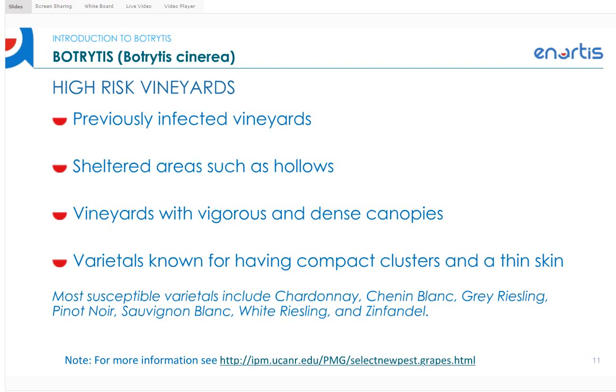There are also varietals known for having compact clusters, essentially minimal space between the berries that traps the moisture, and thin skin, which also increases that risk. And I also included a list of some susceptible varietals. Highly resistant varietals include Cabernet Sauvignon and Syrah, but no wine grape varietals are immune to botrytis, even ones that are considered highly resistant.